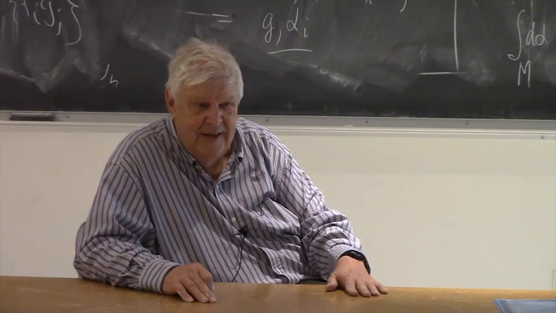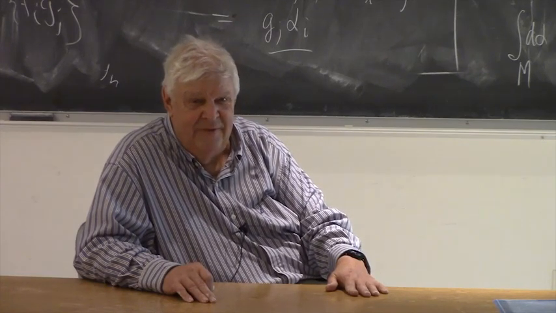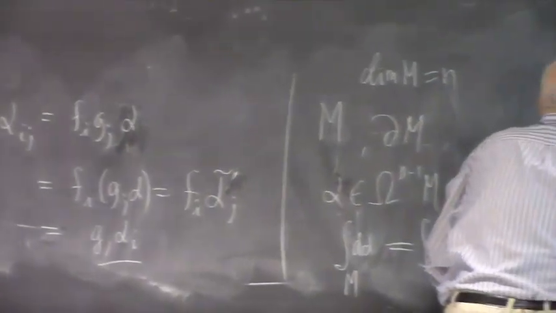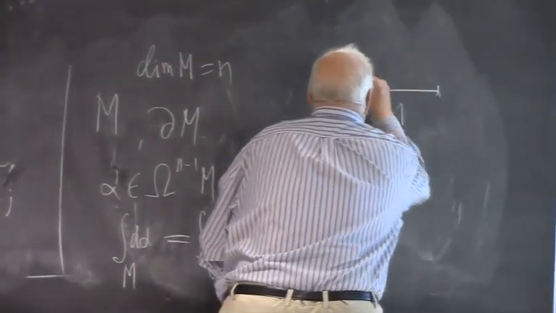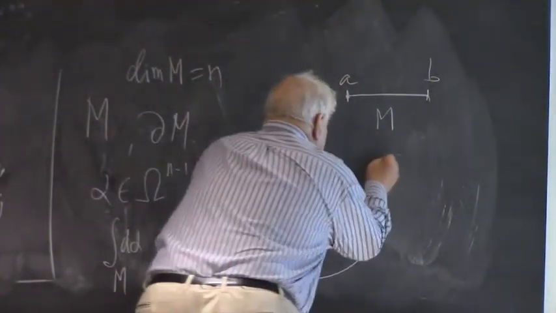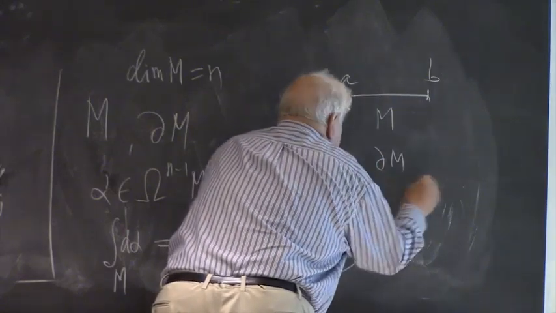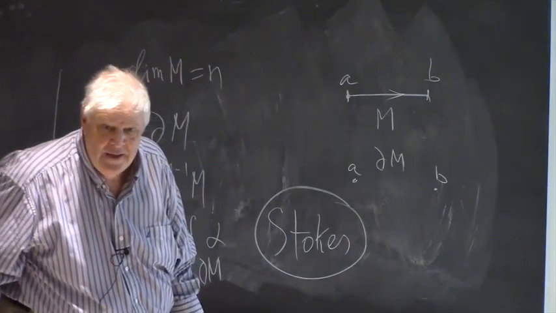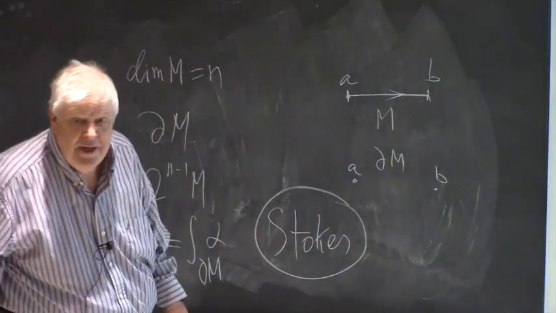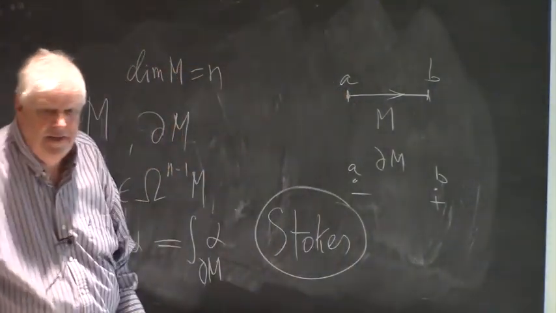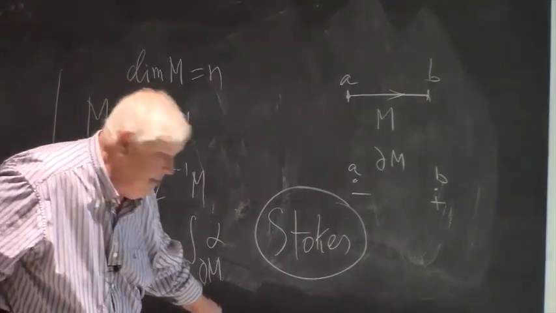And the first is what? And the first is a theorem which you call the fundamental theorem of calculus. Suppose that M is the interval [a, b]. What is dM? But M is oriented, so yes. And then the orientation of the boundary is plus here and minus here. This we know. And then what?